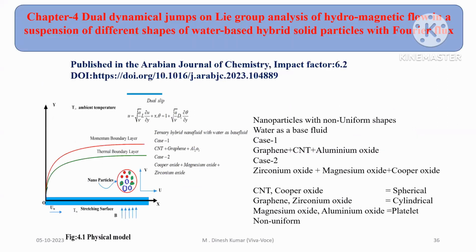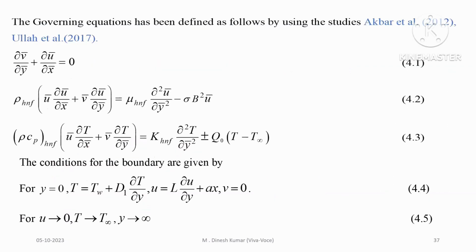The difference between the above chapter and this chapter is that I applied non-uniform shapes, like nanoparticle shapes of spherical, cylindrical, and platelet, and the same magnetic effect and heat source are applied. I already explained equations 4.1 and 4.2, these transformations.